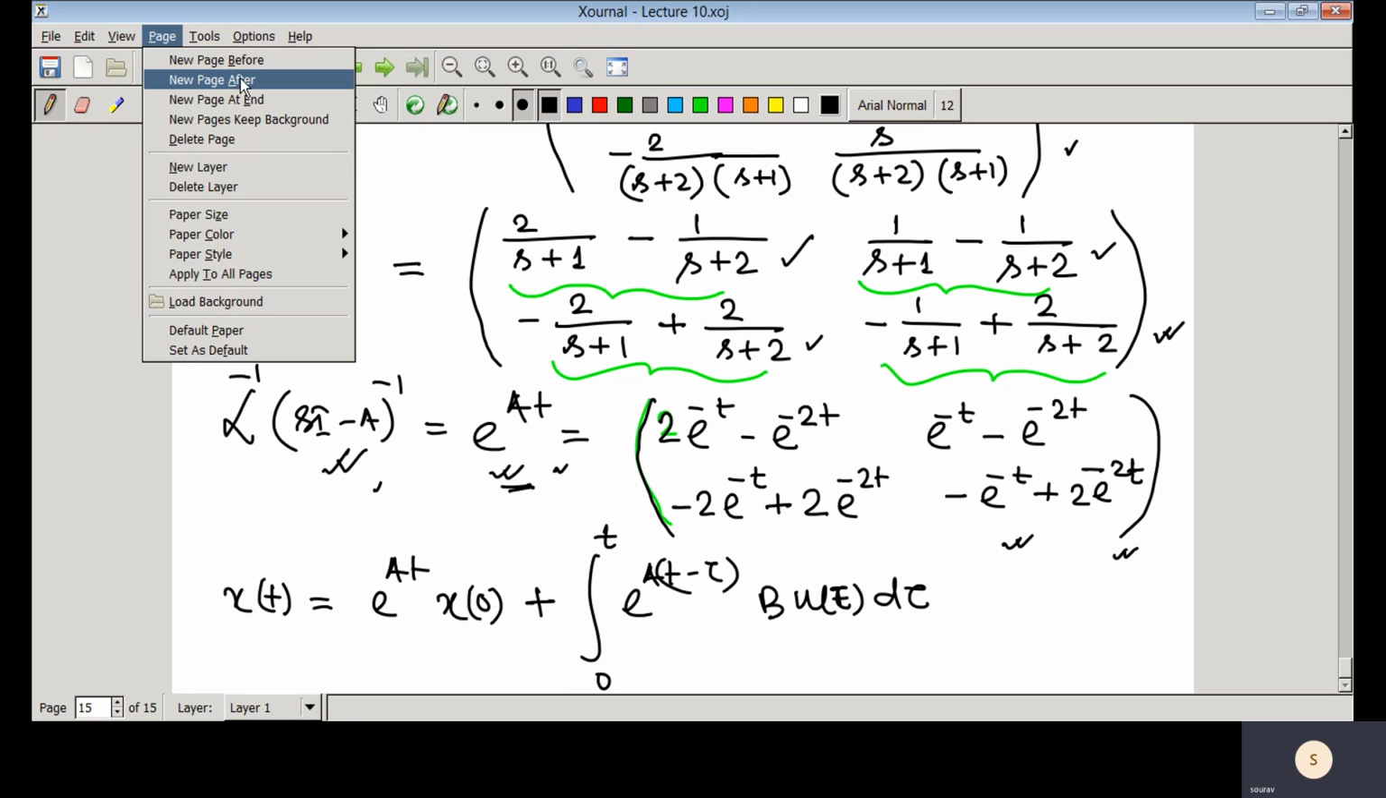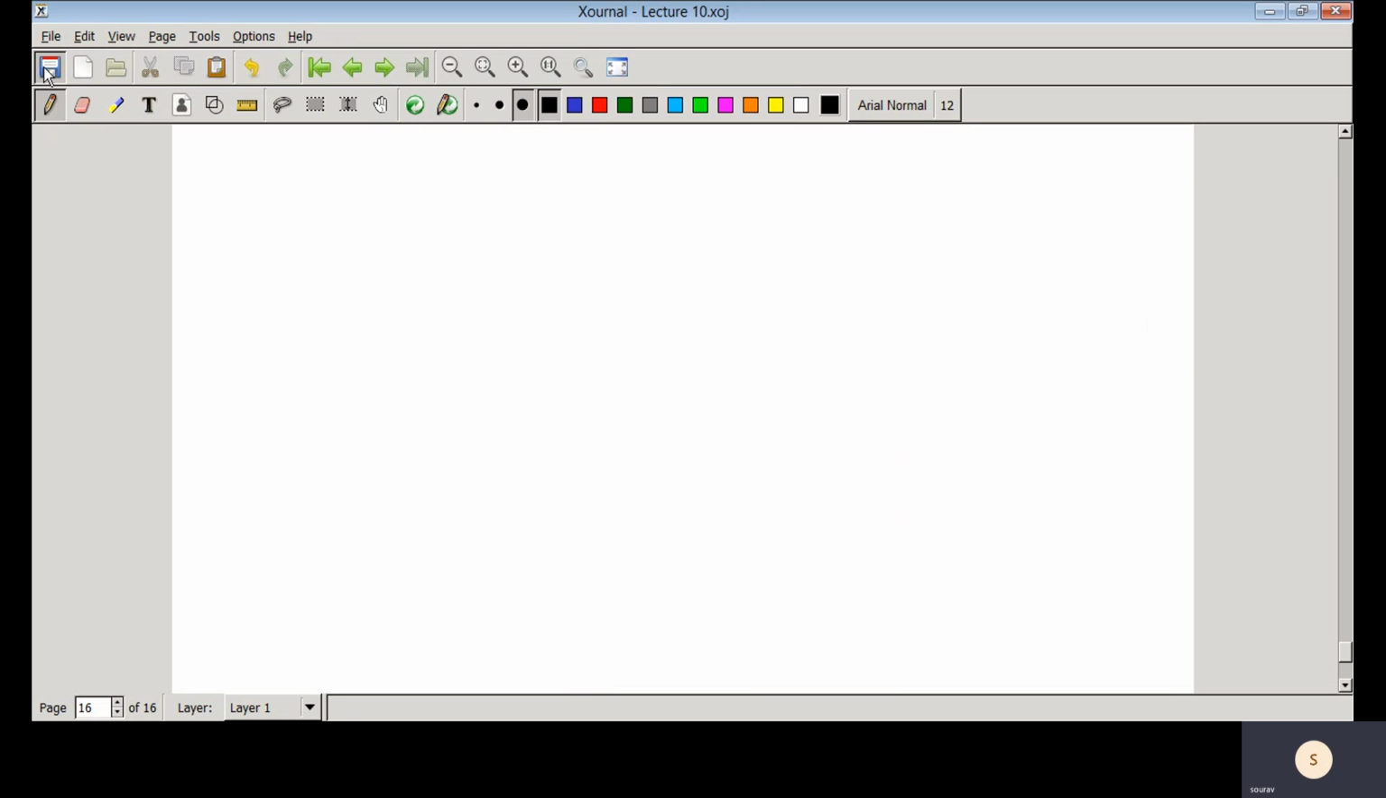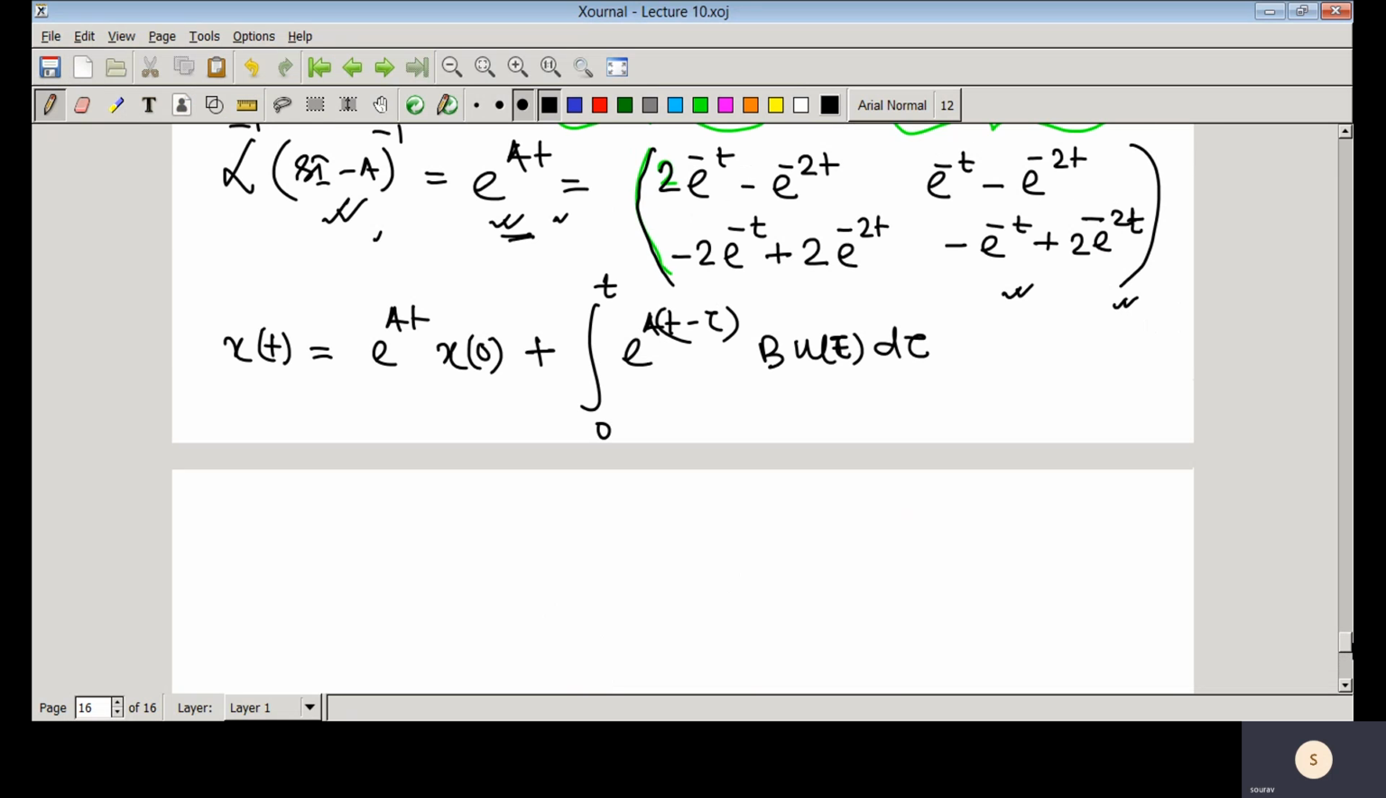So now I will just replace e to the power at here and e to the power t minus tau here. So if I replace it, what will we get? Here I am just writing e to the power at x0. You need to replace e to the power at here, and if x0 is given, you can just multiply with that vector. I am not writing that one. I am just interested to see what happens if you take that integration.